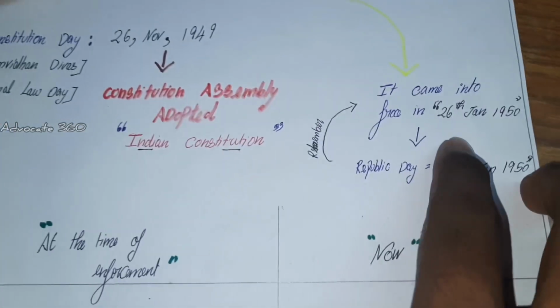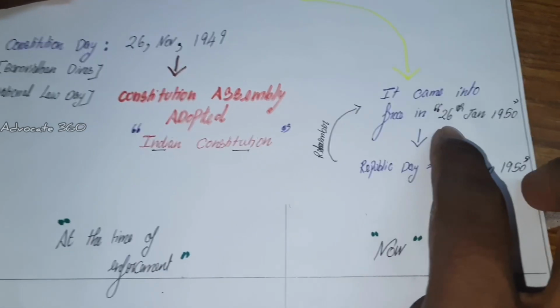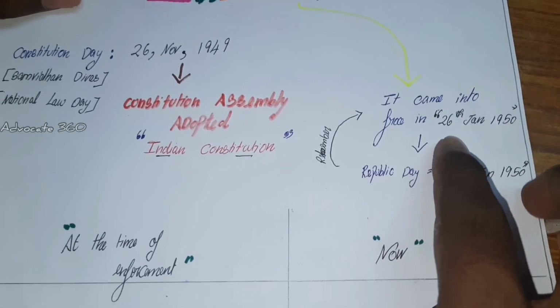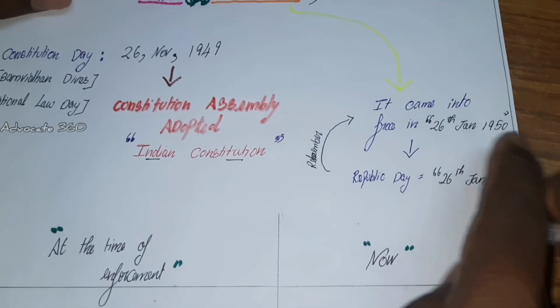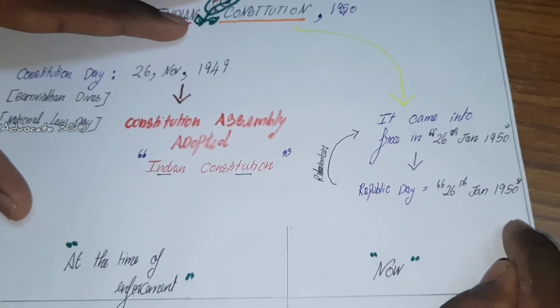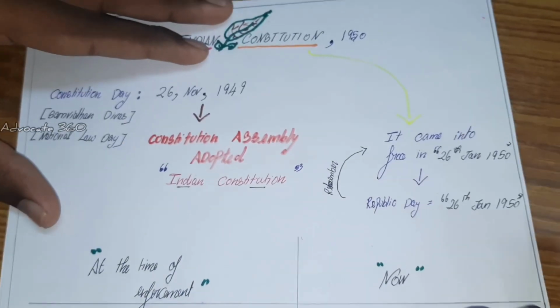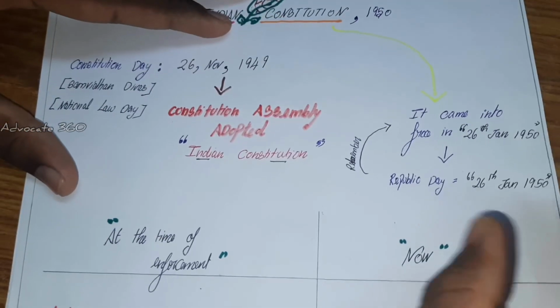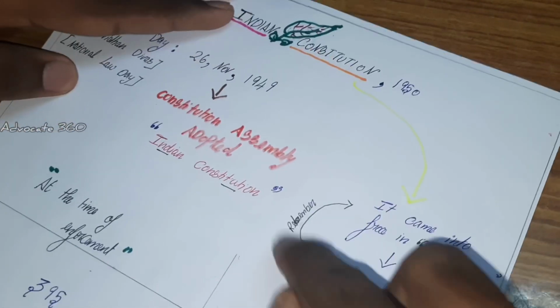The Indian Constitution was enforced on 26 January 1950, which is celebrated as Republic Day. Many people think that Republic Day is only a government holiday, but it is to remember the enforcement of the Indian Constitution.